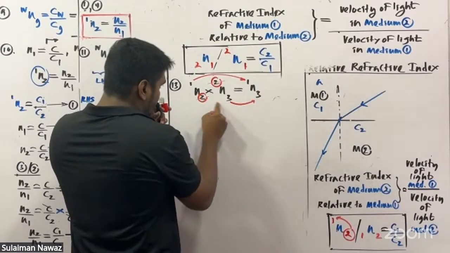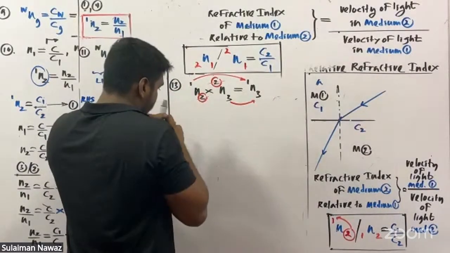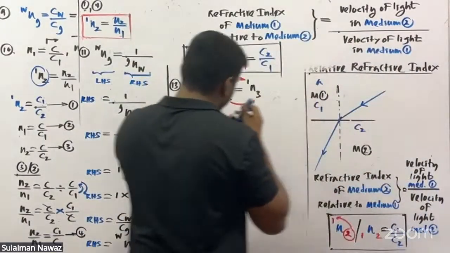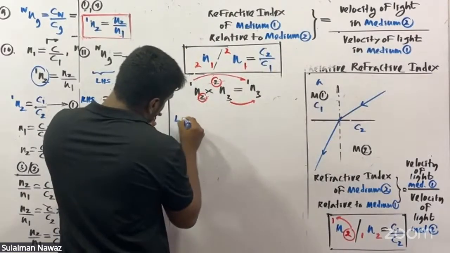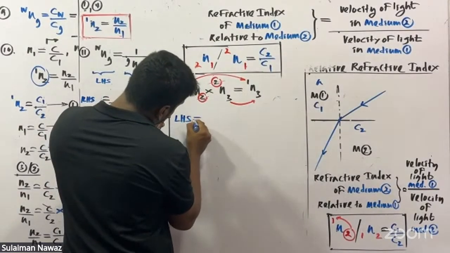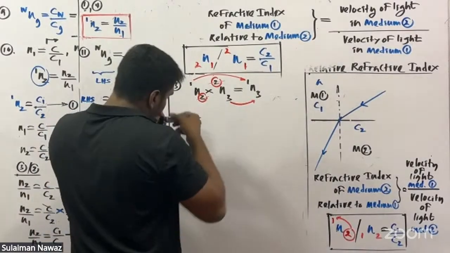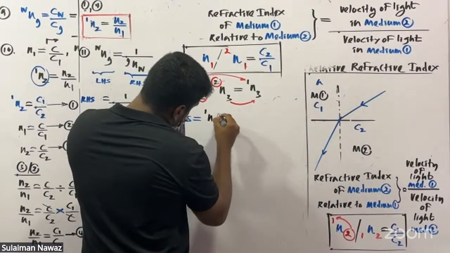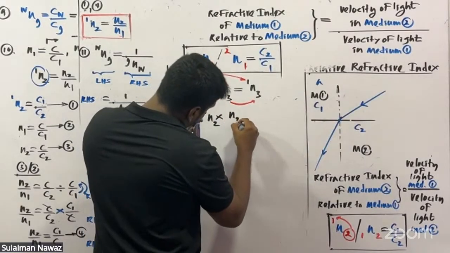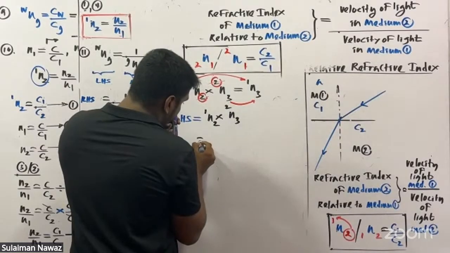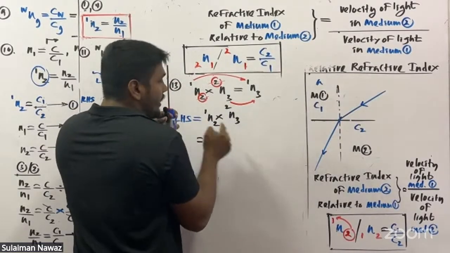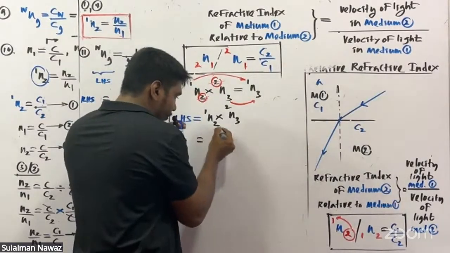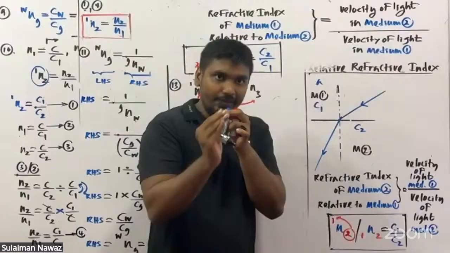Better if we can start from the left hand side. If you start from the left hand side, you can get the answer easily. Remember, the refractive index of medium 2 relative to medium 1 times the refractive index of medium 3 relative to medium 2. Then you can give the standard definition in terms of speed ratio. One can represent this relative refractive index in terms of speed ratio.